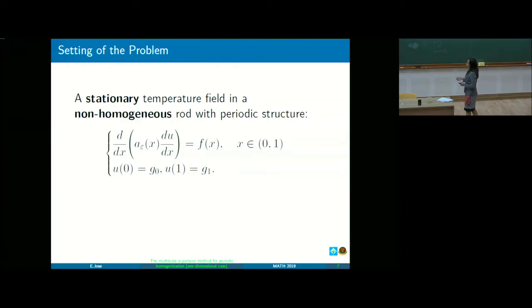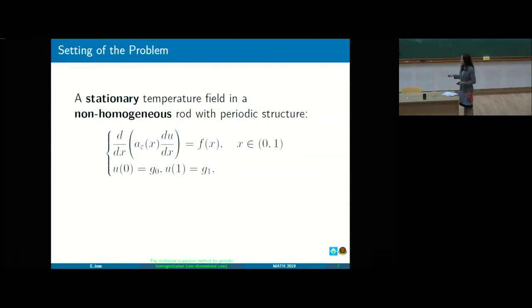So when we are talking of stationary temperature field or steady temperature field, then of course it will not be time dependent. And so we will have that as f of x. So we take this as zero and we have f of x. But here we have a non-homogeneous rod with periodic structure. So the conductivity is not anymore constant, but a variable thermal conductivity, right? So we also have u, of course, our temperature distribution. We have the length of our rod in here. We take it as 1. And we have epsilon as small positive parameter.